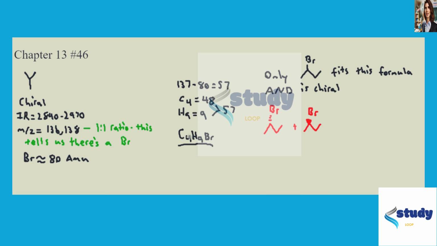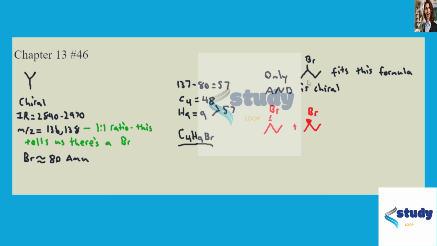That is going to give us the formula C4H9Br. If we accept that this is our correct formula, which it certainly seems to be, the next thing to think is, okay, we were told that this molecule is chiral, and there's only one structure that's going to fit C4H9Br and be chiral.